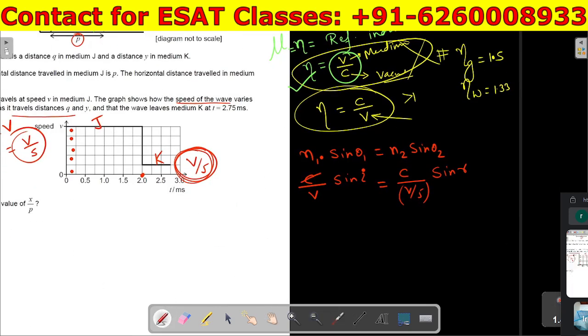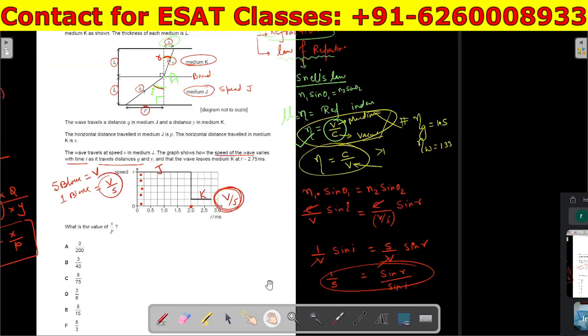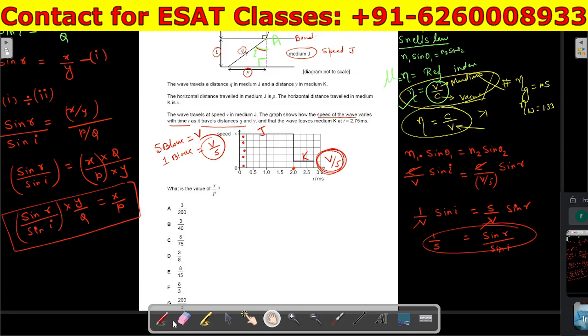See what can happen. This C and C can be cancelled out, so we can write 1 upon V sine I equals 5 upon V sine R, right? This V and V can also be cancelled out, so we can find 1 upon 5 equals sine R upon sine I. Is it okay till here? Yes, sir. So sine R upon sine I, we get that this is 1 upon 5.